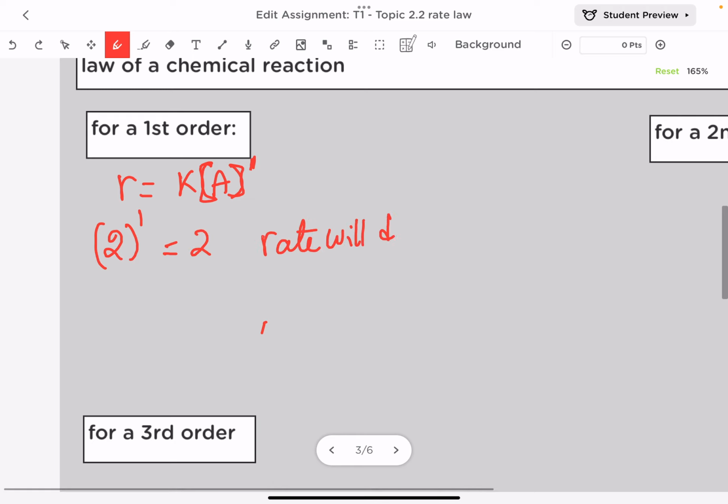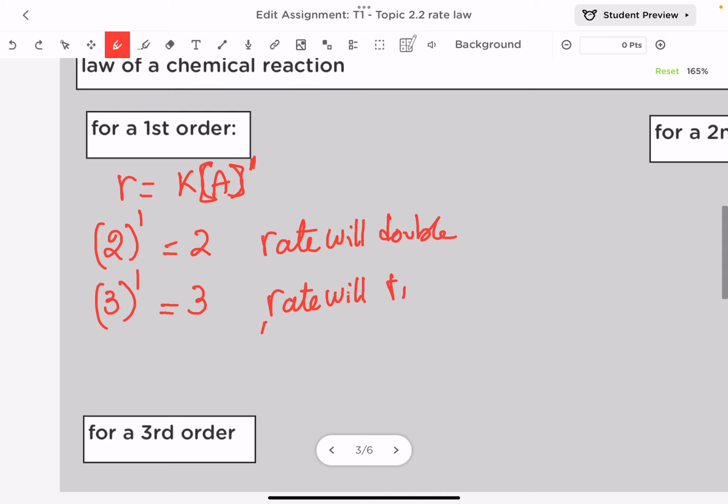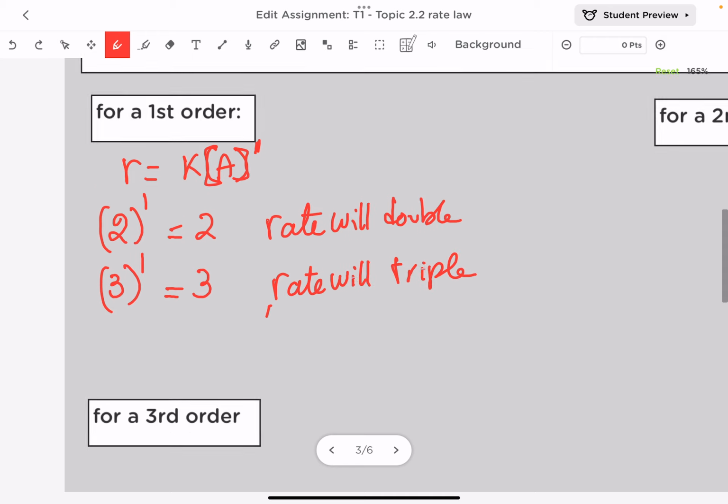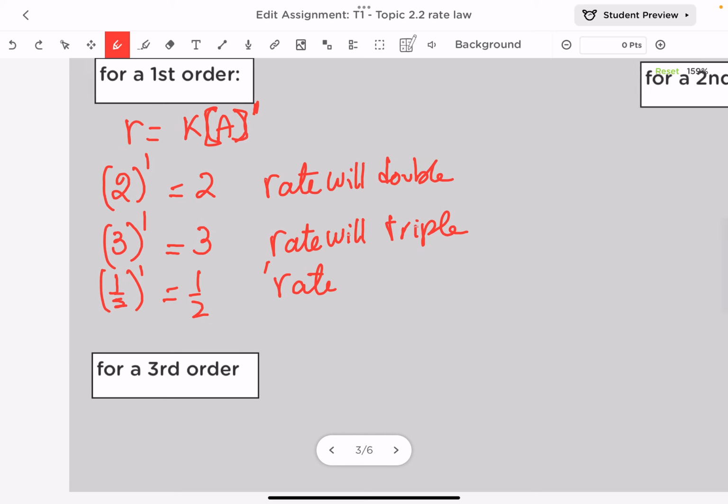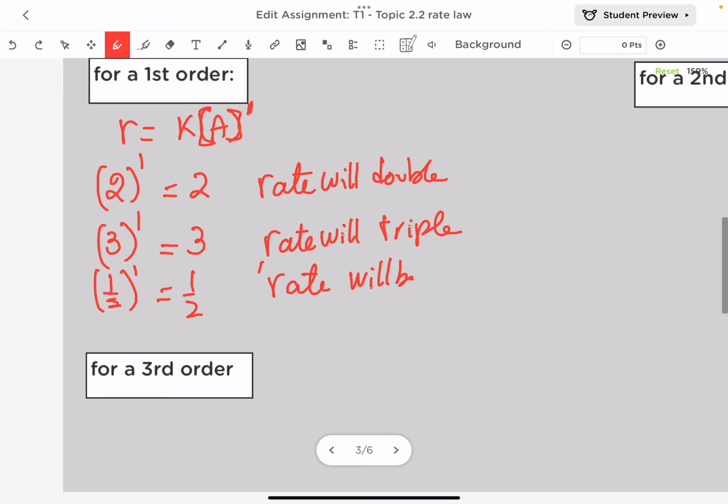If A is tripled, I say 3 to the power of the order of A. 3 to the power of 1 is 3. So the rate will triple. If A is halved, I say half to the power of 1 equals half. So the rate will decrease by half. So the rate will be halved.